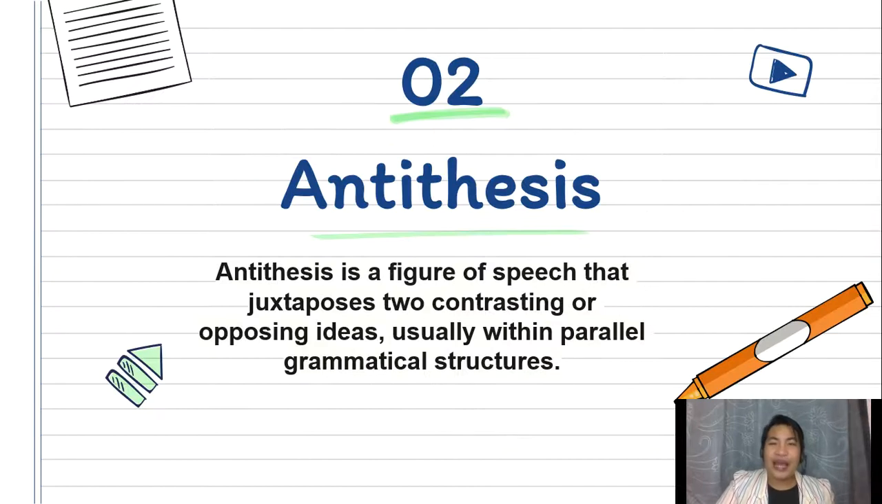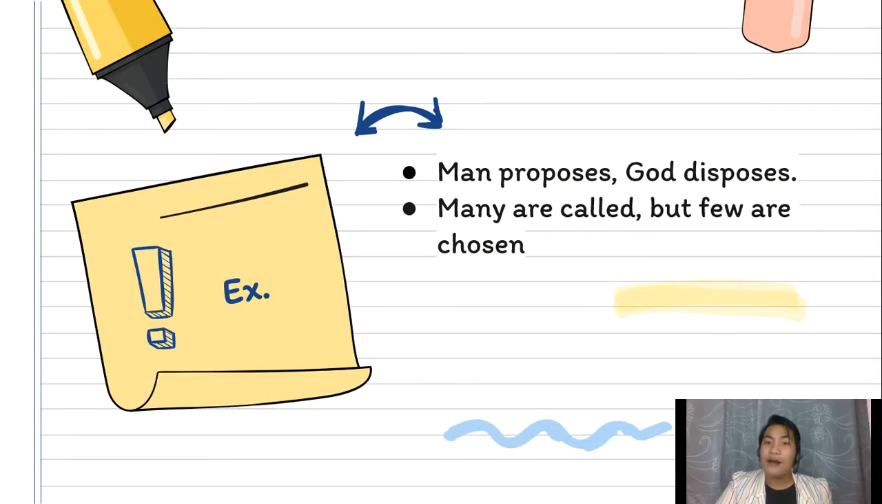Number 2, antithesis. Antithesis is a figure of speech that juxtaposes two contrasting or opposing ideas, usually within parallel grammatical structures. For example, man proposes, God disposes. Many are called, but few are chosen.